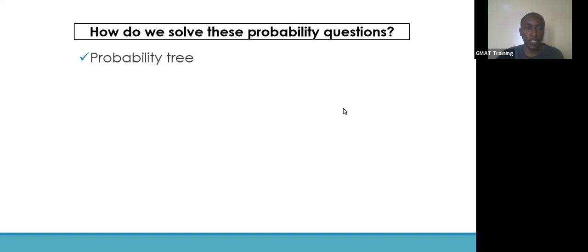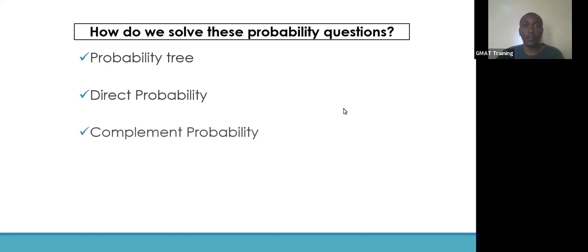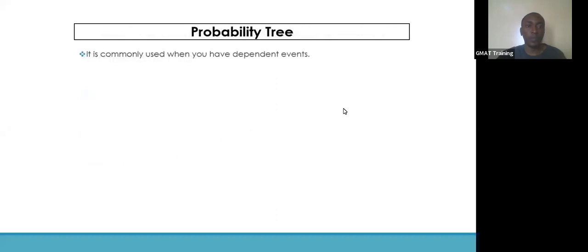First is the probability tree: how and when we use it. Then we have direct probability, when you're dealing with proportions. Then you have the complement probability, or the complement rule. And lastly, we'll look at combinatorics as an approach to solving probability questions. We'll talk more about these approaches later on. So let's start off with the probability tree.